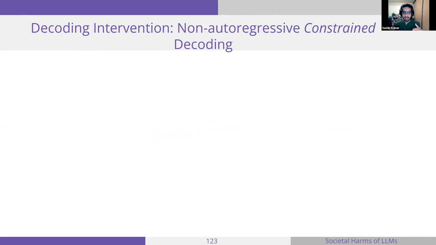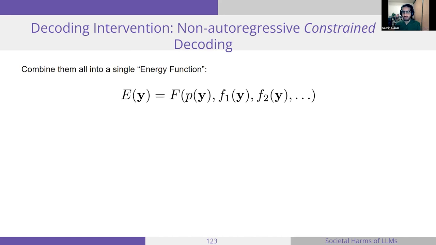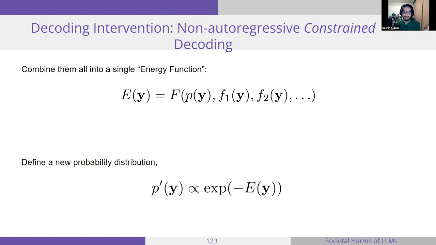So the basic idea in all of these approaches is to first combine all of these goals that you have into a single function, also referred to as an energy function, and define a new distribution on this energy function, which looks like this, which is proportional to the exponent of the negative of the energy. So say some sample y has high probability under this new distribution, that means that it has a low energy. So the goal in these approaches is to find an output which minimizes the energy of this distribution.